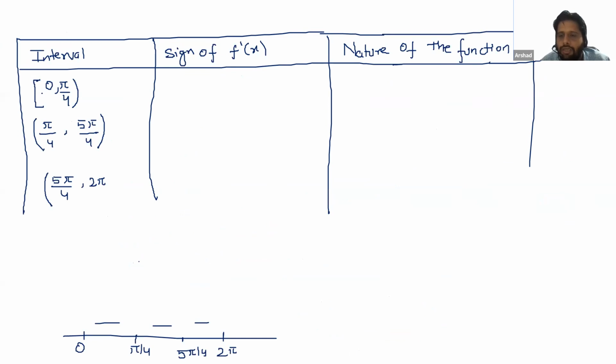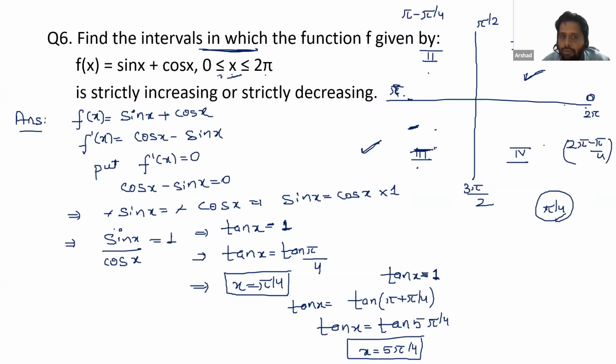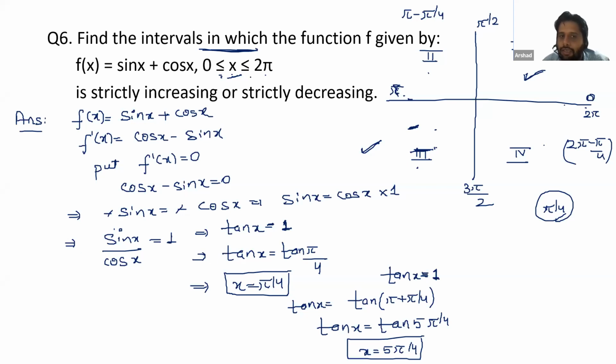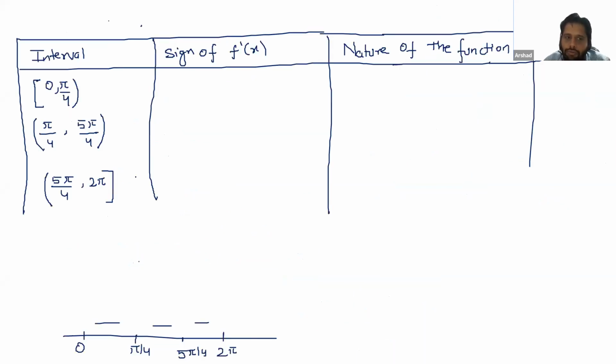For strictly increasing or strictly decreasing, critical points will always be open. What about the endpoints? That depends on the question. In this question, they have included 0 because x is greater than or equal to 0. Similarly, 2 pi is also included, since x is less than or equal to 2 pi, so it is also closed. So for pi by 4 and 5 pi by 4 we have open intervals, and for 0 and 2 pi we have closed intervals. Noma and Seth, very good, your answer is correct.